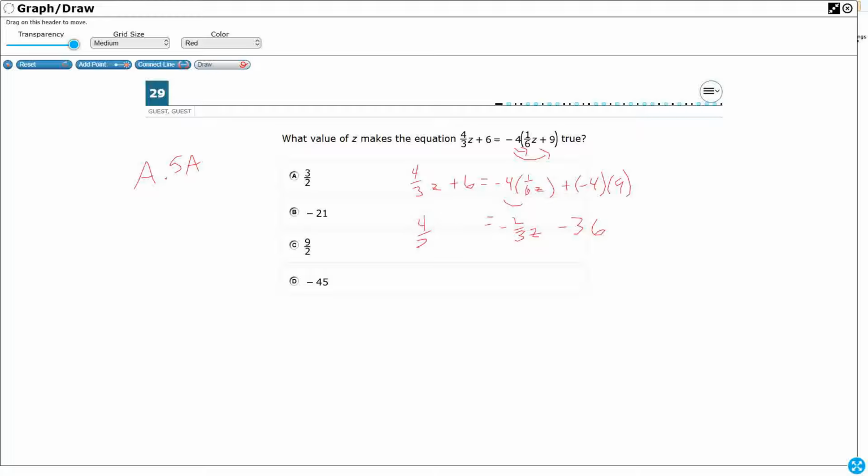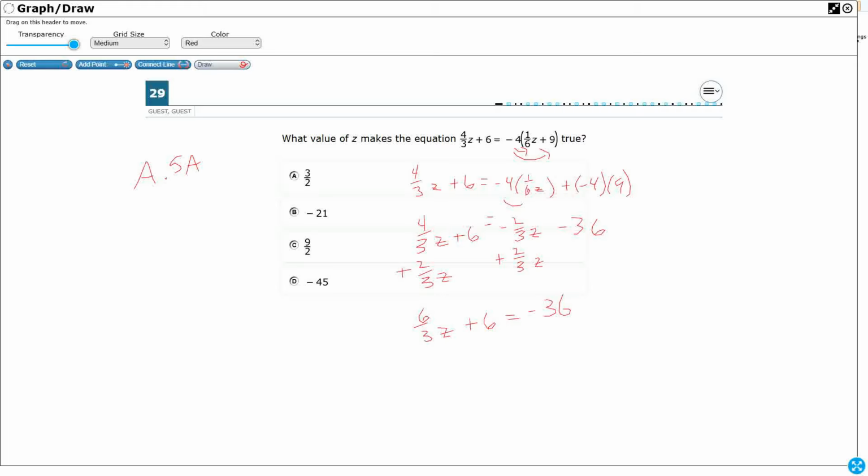Then I've got a 4/3 z plus 6 still over here. So let's get our z's on one side. Let's make sure they're positive. So we're going to add 2/3 using the properties of equality to both sides. And that's actually going to be super helpful because that's going to give me 6/3 z. And 6/3 is the same as 2. So we can finally get rid of this fraction here.